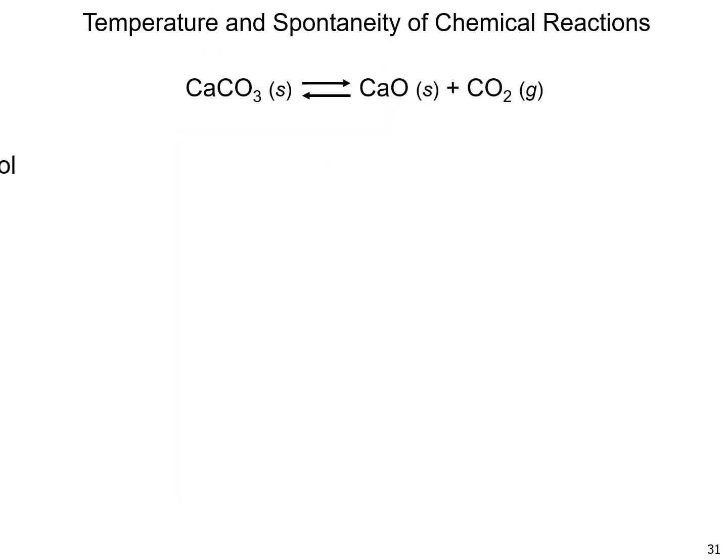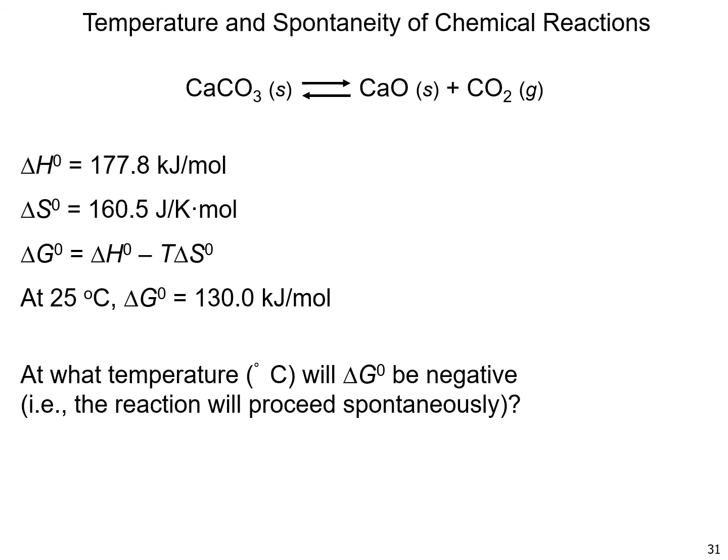Okay, so here's one question for you guys. We have calcium carbonate changing to calcium oxide plus CO2. The question gives you delta H naught and delta S naught, and then it gives you this expression. It tells you at 25 degrees Celsius, this is the value of delta G naught. At what temperature will delta G naught be a negative value, or at what temperature will the reaction become spontaneous? Again, some of this information given to you is just extra information to confuse you. The question is, at what temperature will delta G naught be negative, or will the reaction be spontaneous?